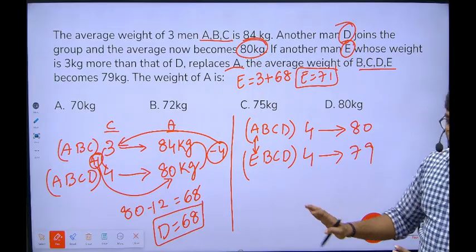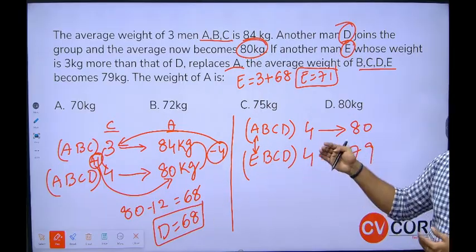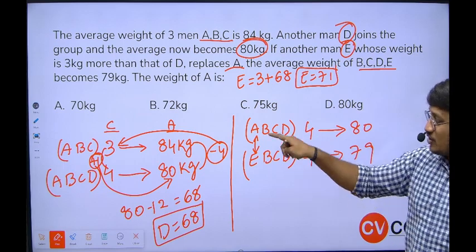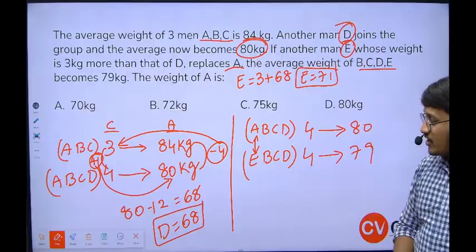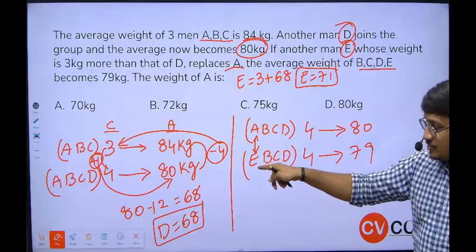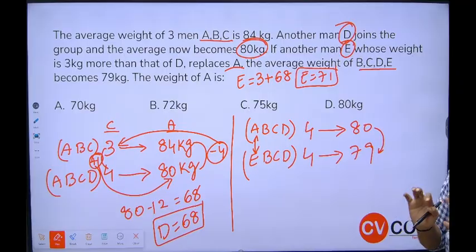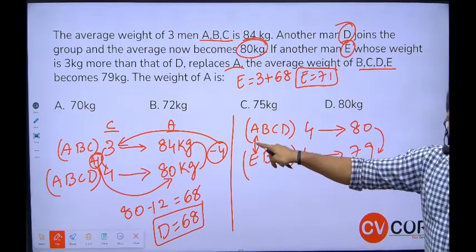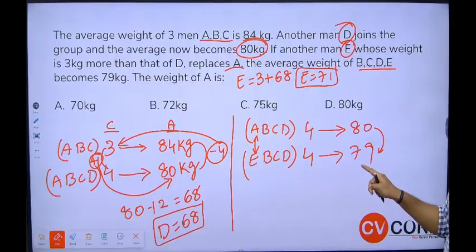Now if you observe, this part is all about a person added. Here, what is happening? The person is getting replaced. So instead of A, a new person came into the picture. The person's name is E. Because when E replaces A, the average decreases. Simply I can say that when A was there, the average is 80. When E was there, the average is 79.